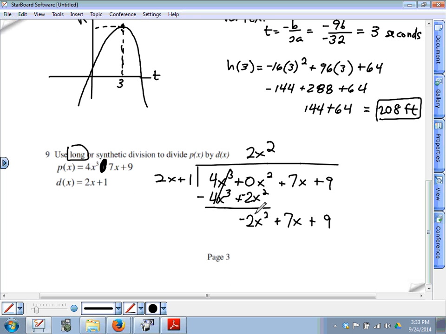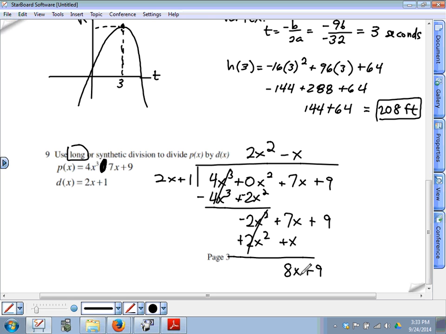Start the process again. What's it going to take to turn 2x into negative 2x squared? That needs a negative x. Negative x times 2x is negative 2x squared. Negative x times 1 is negative x. Draw the line, switch the signs. Leading terms cancel. We get 8x plus 9.